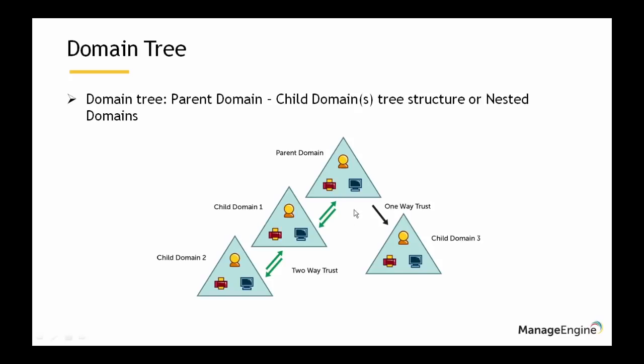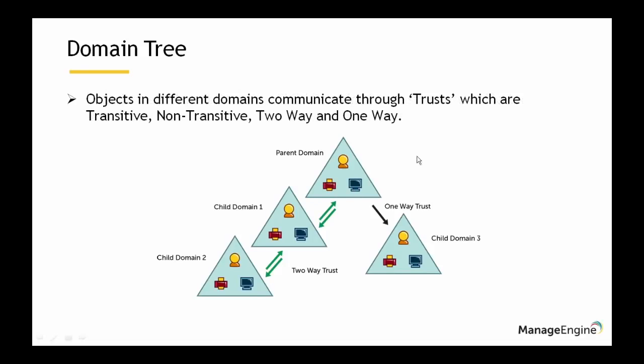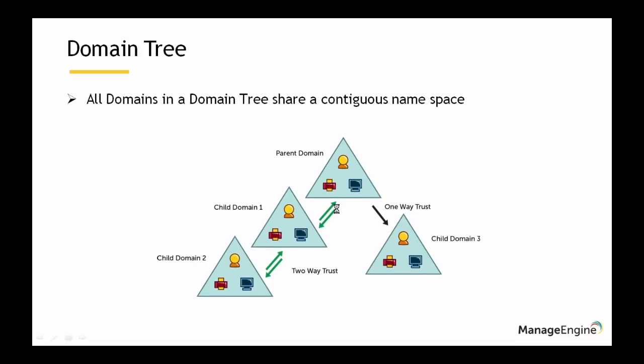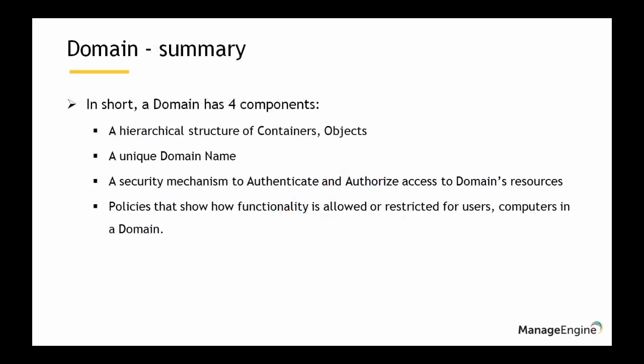And when you talk about establishing communication between those two domains, that's when you have something called trusts. And there are various levels of trusts. So you have transitive, non-transitive, one-way, and two-way trusts between domains. By default, all the domains in a forest are connected by transitive trusts, and all domains in a domain tree share a contiguous namespace.